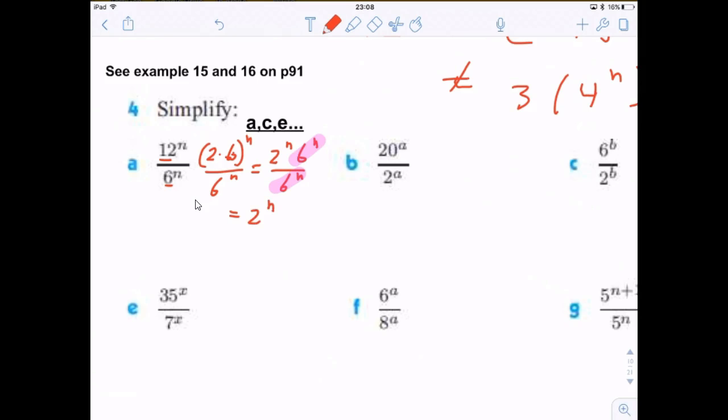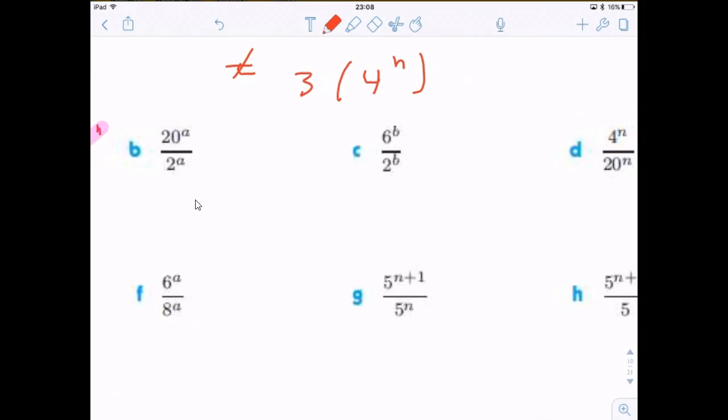Okay, let's go to C. 6 to the b divided by 2 to the b. 6 looks like it's related to 2 because 6 is 2 times 3, right? So we'll put (2 times 3) to the b divided by 2 to the b. Then we'll distribute the exponent to each of the elements. You can distribute exponents to factors. You can't distribute exponents to things that are added together, okay? We talked about that before. And then we just cancel those out, and we're left with 3 to the b.